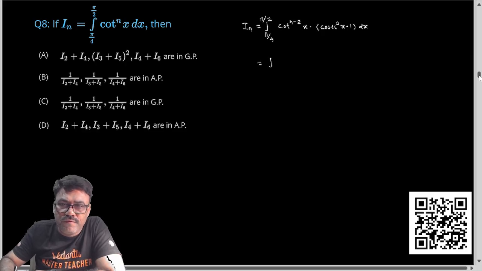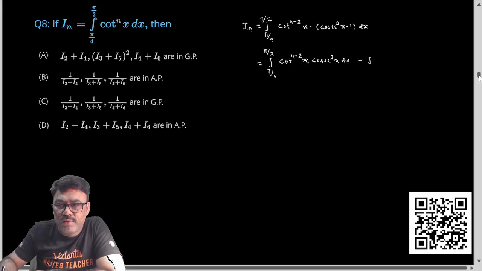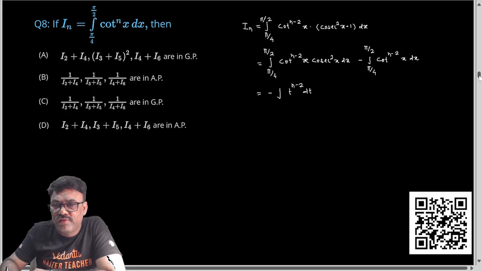So now I'm getting the integral from pi by 4 to pi by 2 of cot raised to n minus 2 x into cosecant square x dx, and then minus the integral from pi by 4 to pi by 2 of cot raised to n minus 2 x. And now you can see that if I substitute cot x as t here, cosecant square x dx becomes minus dt. So it is minus t raised to n minus 2 dt. T is what? Cot x. Cosecant square x dx is minus dt. And the limit will be going from 1 to 0.